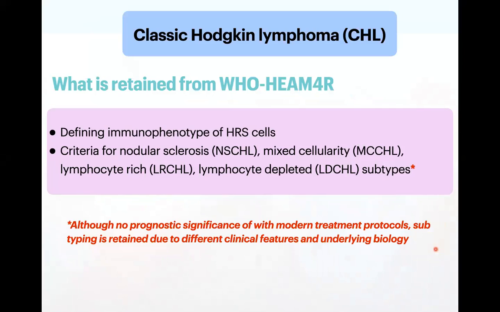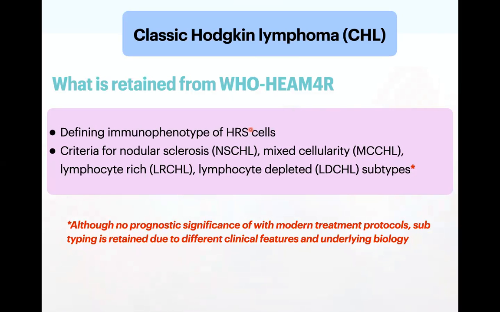So what is retained in classical Hodgkin's lymphoma from the HEAM5 revised edition? The defining immunophenotype of the Hodgkin's and Reed-Sternberg cell, that is CD15 and CD30 positive, is retained. And the criteria for the various subtypes of classical lymphoma have also been retained.